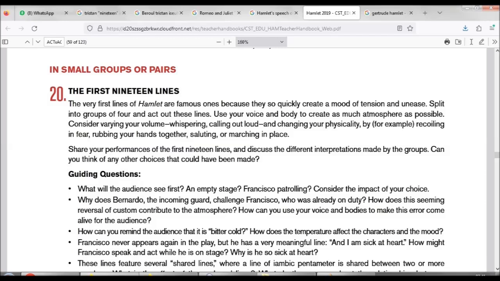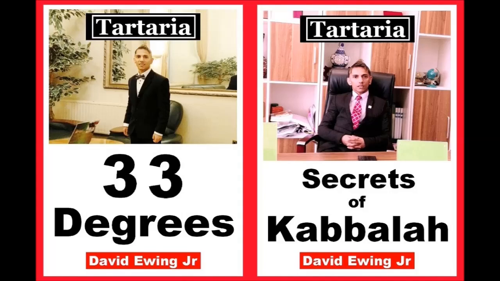In Shakespeare's Hamlet, yes, split into groups of 4, and how you act these out, and then they tell you, use your voice and body to create such an atmosphere as possible, etc. But the first 19 lines are very important, because then you get the attention. Or simply, it's the 19 code. Yes, even in the history, that you get people's attention, but they are unaware of what is going on. You see? People don't realize it, but you are using the codes of the Kabbalah. So that is a secret of success.